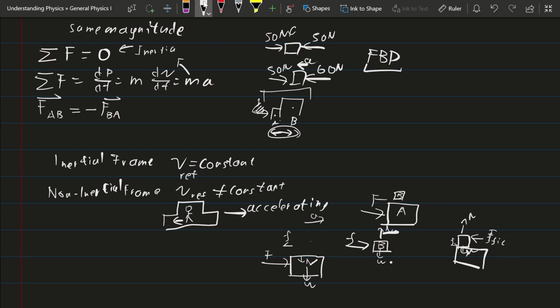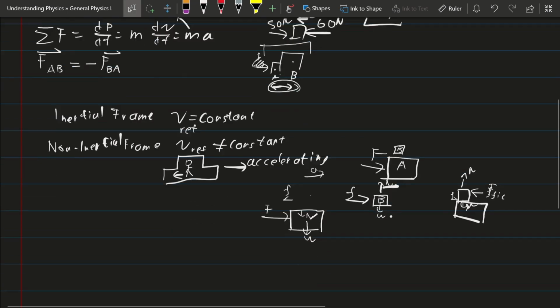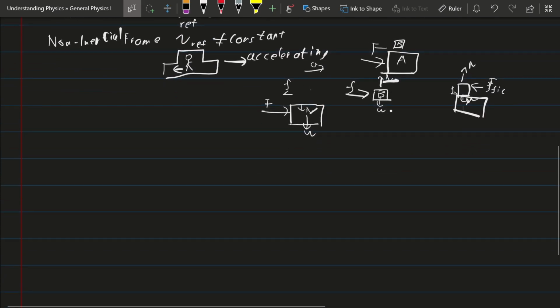So that's one of the interesting topics that you could discuss in physics. We have talked about these three laws of motion, and now we want to talk about what are the forces that are available to us.